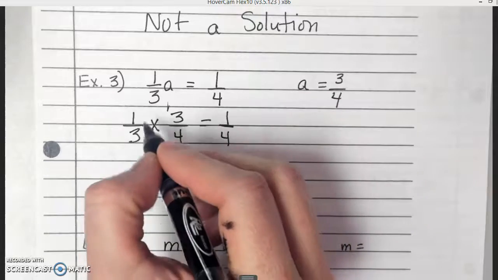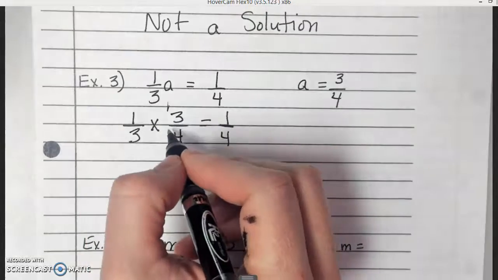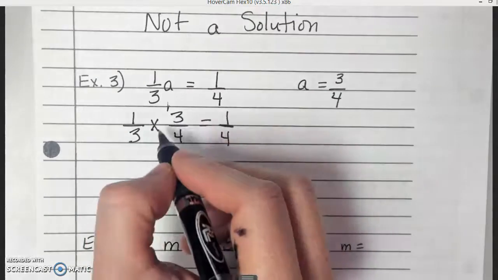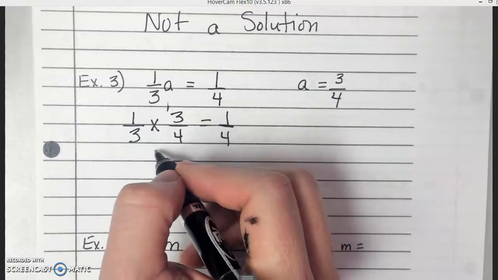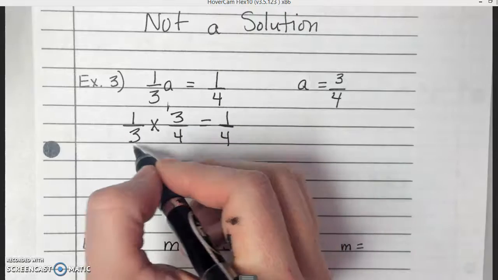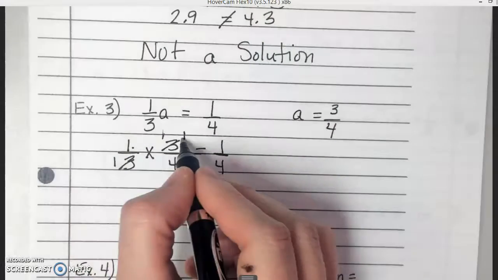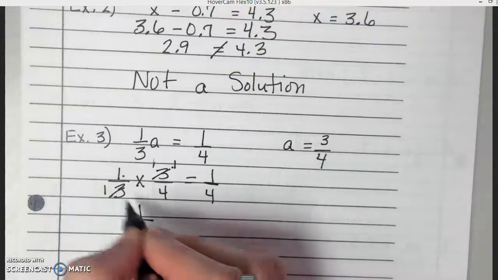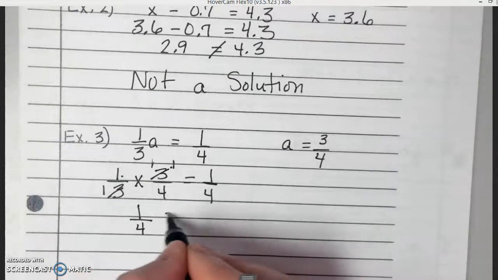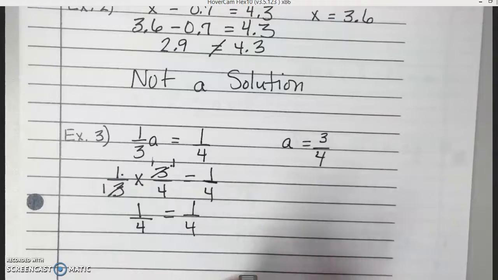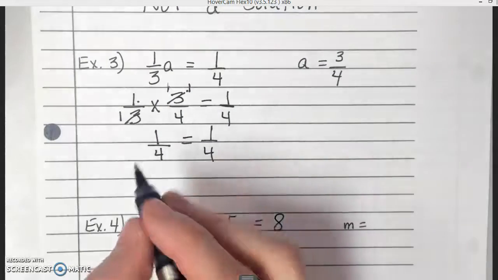All right, so on this, when I have 1/3 times 3/4, I can cross cancel. What numbers can I cross cancel? The 3's. 3 goes into 3 once. 3 goes into 3 once. 1 times 1 is 1. And 1 times 4 is 4. So what do we notice here? It's a solution.